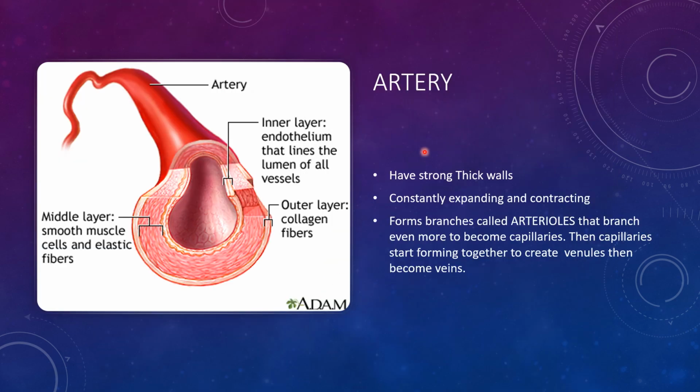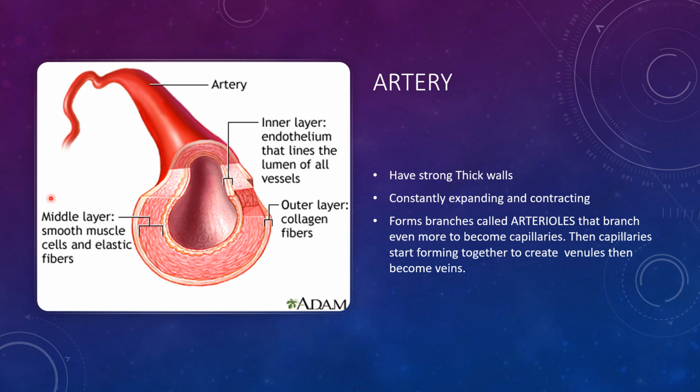So class, let's go to your artery. As you can see here in the image on the left side, your artery contains a bright red color blood vessel. As you can see here, may tatlo siyang layer indicated. First one is your tunica intima or your inner layer. It consists of endothelium that lines all the lumens of all vessels.